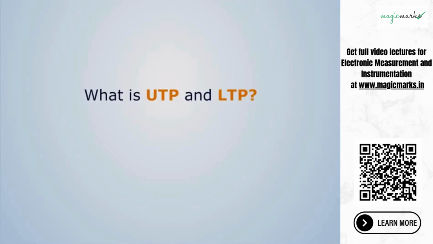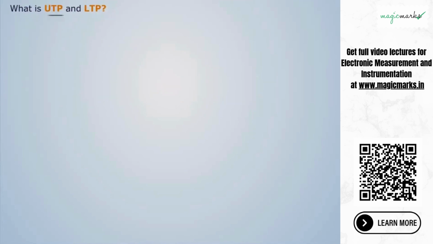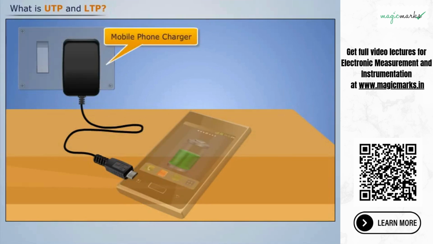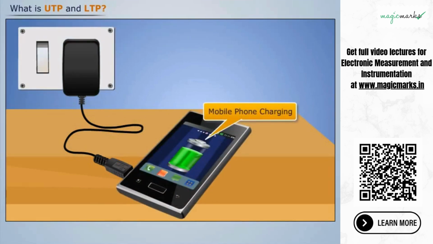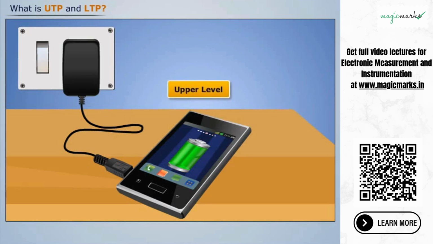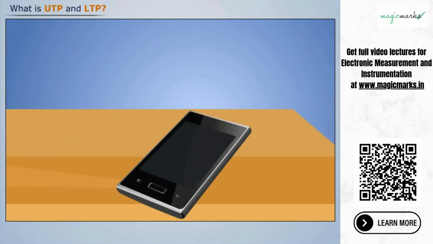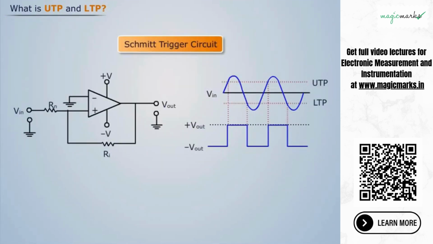What is UTP and LTP? We all know about the mobile phone charger. The charger charges the mobile phone up to a particular level, after which it does not get charged, which can be considered as the upper level. And also, below a certain level, its battery gets over and the phone gets switched off, which can be considered as the lower level. Similarly, a Schmitt trigger circuit also works on the values of UTP and LTP.